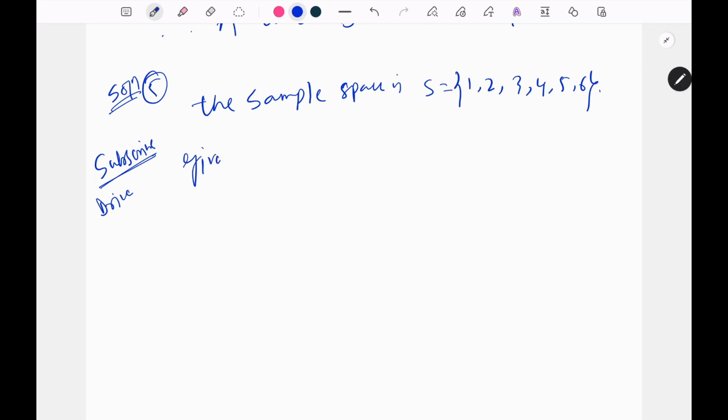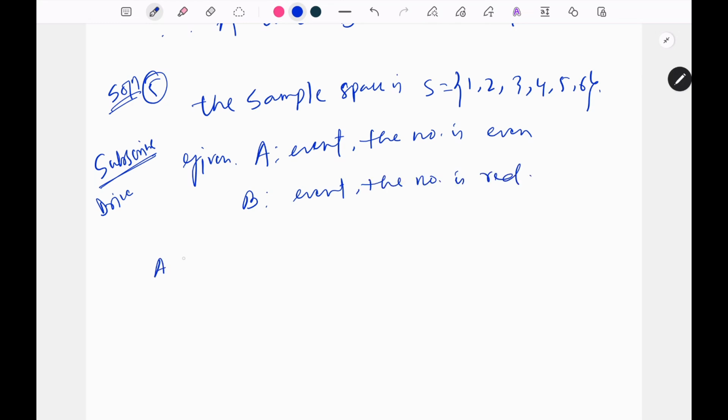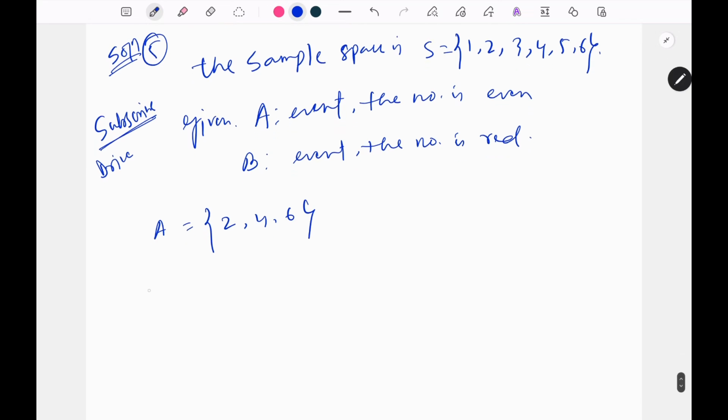So write given A be the event, the number is even, and B be the event, that the number is red. So what will be the outcome for A? The number is even. Even means 2, 4 or 6. So what is probability of A? Probability of A will be, how many numbers are there? 3, and total is 6. So 3 by 6, that means it is 1 by 2.